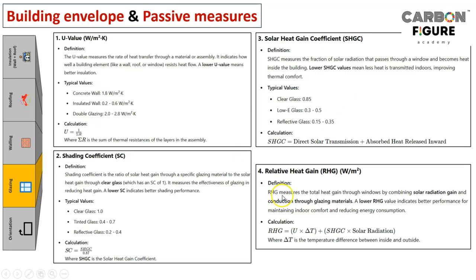So what's the definition of relative heat gain? Watt per meter square. It measures the total heat gain through windows by combining solar radiation gain and conduction through glazing materials. So a lower RHG value indicates better performance for maintaining indoor comfort and reducing energy consumption. So again, it's the same way. RHG is U multiplied by delta T plus SHGC multiplied by solar radiation. So you don't need to worry about the formula. You don't need to worry about the values. You just need to understand the concept.